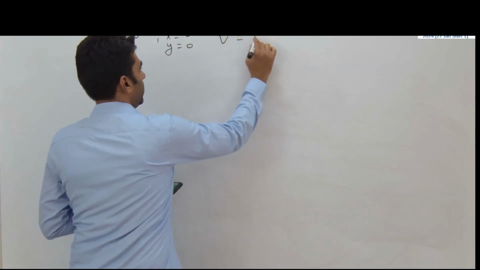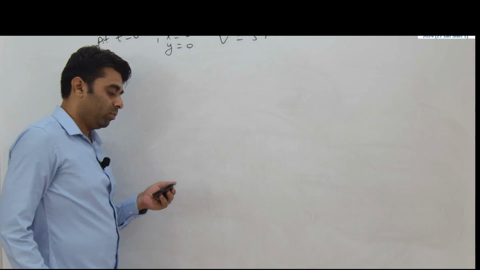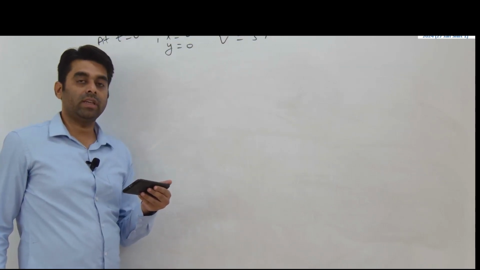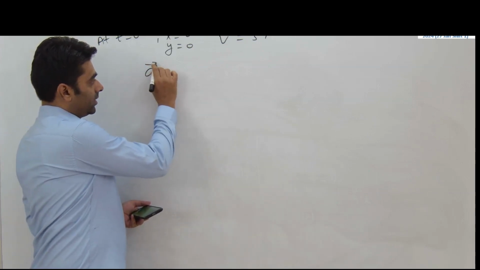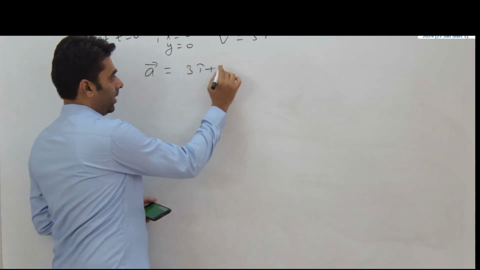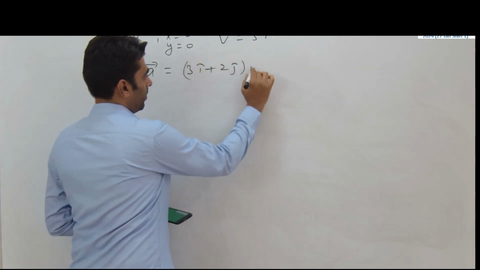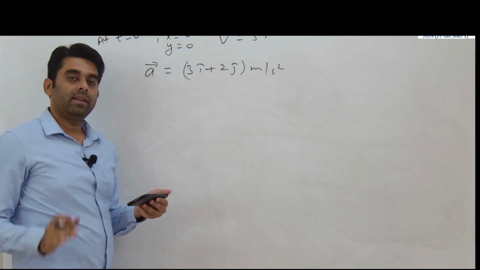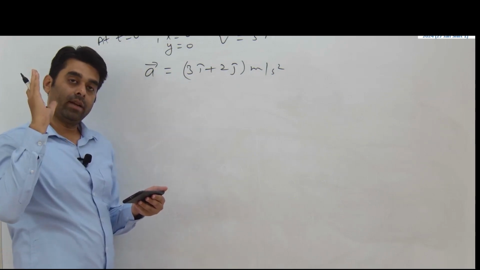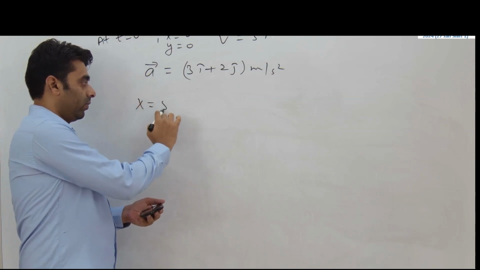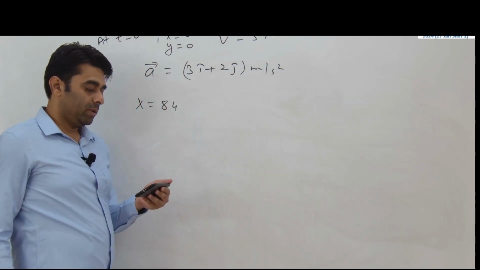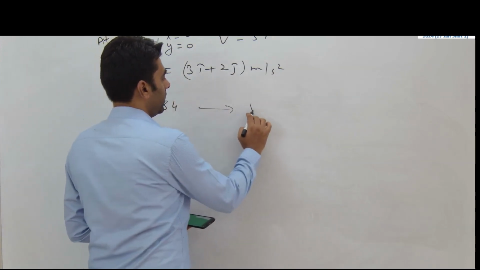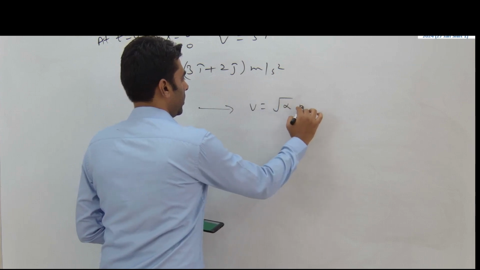So v value is basically 5 i cap. Okay, and it moves in xy plane under the action of a force which produces a constant acceleration of 3 i cap plus 2 j cap meter per second square. Acceleration is constant. If the x coordinate of the particle at some instant is 84, then the speed of the particle at this time is root alpha meter per second.